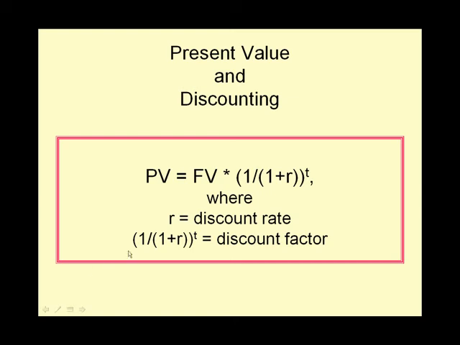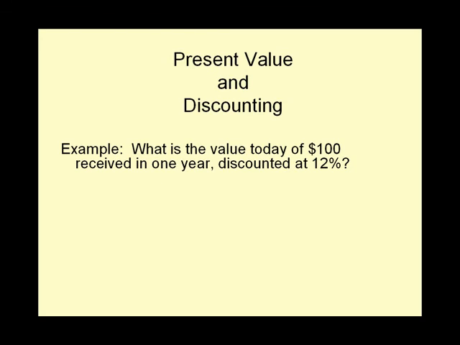And now we have a new expression, 1 divided by 1 plus r to the t, which is called the discount factor. Now let's see how we can use this present value and discounting process. Suppose that we have the opportunity to receive $100 a year from now, and that our interest rate or discount rate is 12%. So once again, we have three parameters that we're now going to put into the present value equation. The parameters are the future value of $100 in 1 year, the interest or discount rate of 12%, and once again, a term of 1 year.